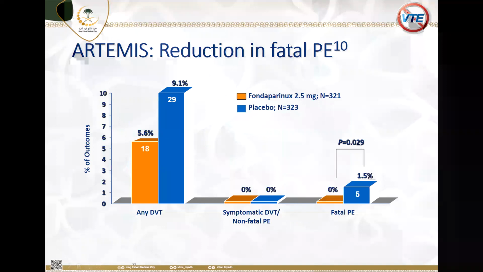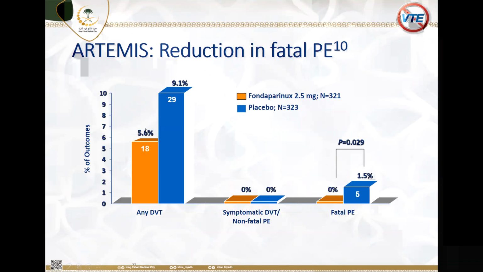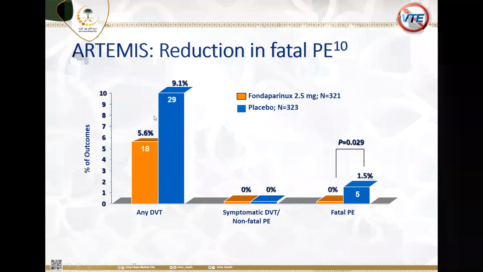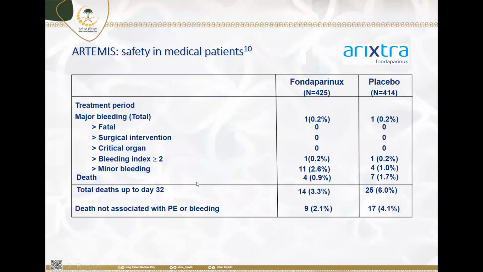They also found a reduction in fatal PE, which is very important, 29 to 18, a very significant reduction. Fatal PE went from about 1.5% to 0%. So a significant p value. Also the incidence of DVT decreased, as I mentioned before.